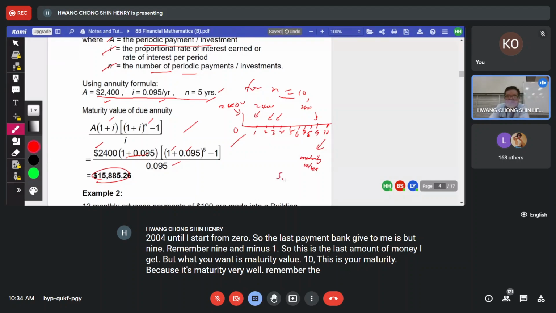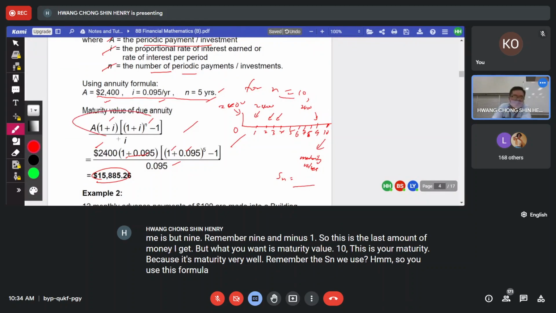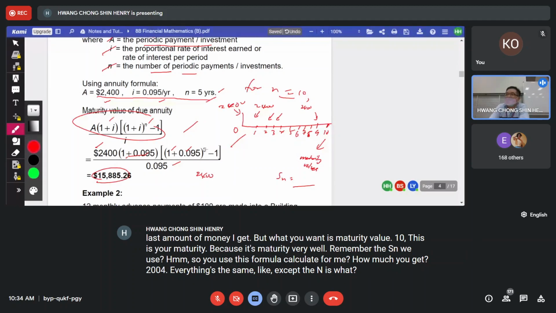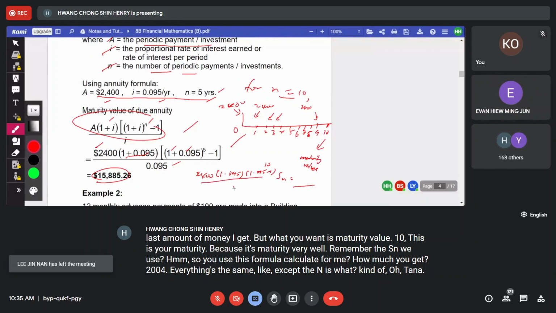Remember the SN we use? So you use this formula, calculate for me. How much you get? 2004. Everything is the same, except the N is what? 10. Okay, calculator.